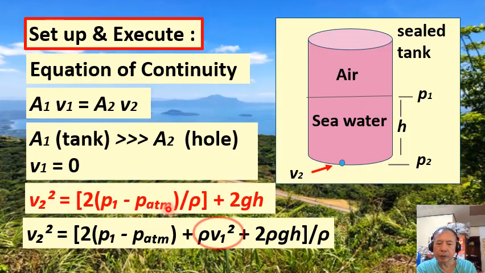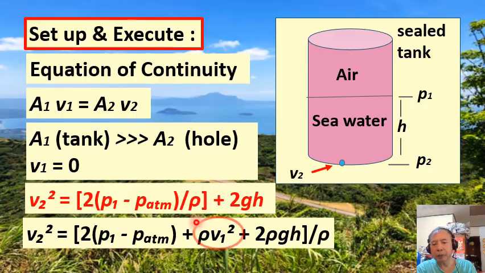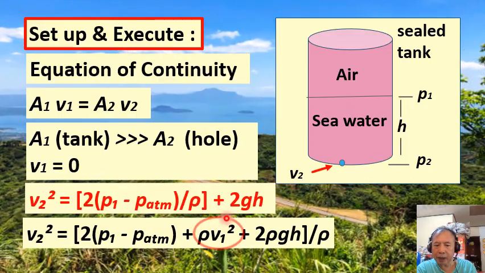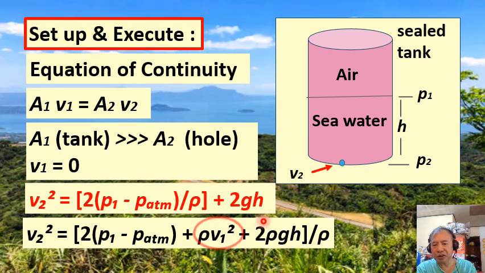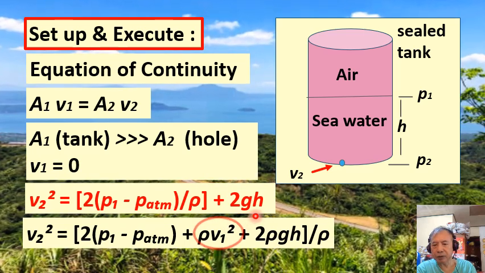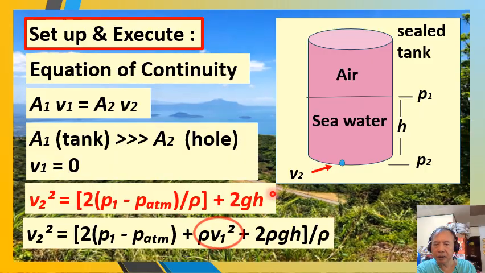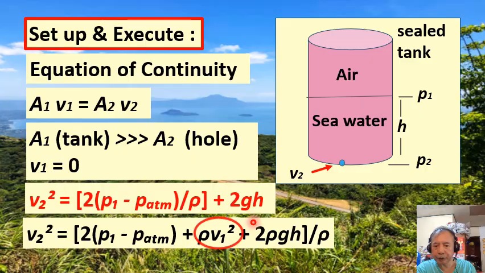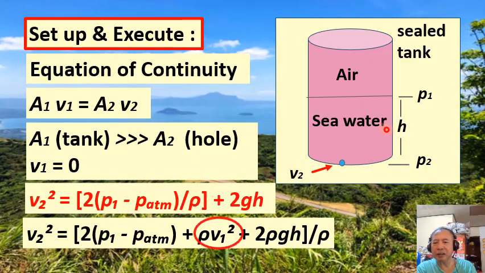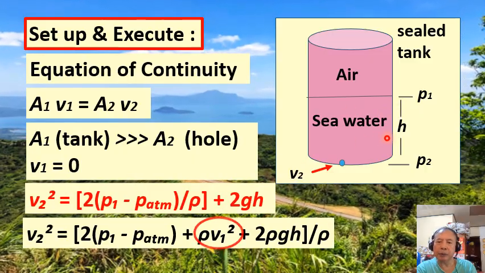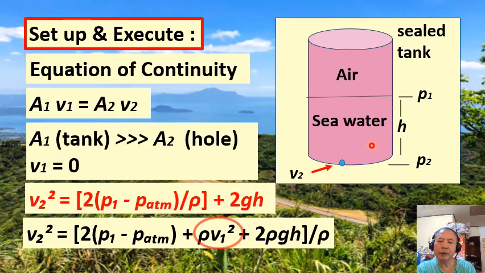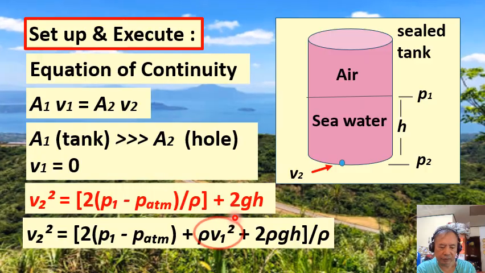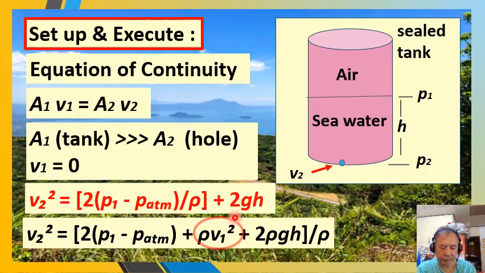So that will be divided, of course, by the density of seawater. And then plus 2gh, right? 2gh here pertains to what we call the pressure that is associated to the gravitational potential energy of the seawater at the height h.